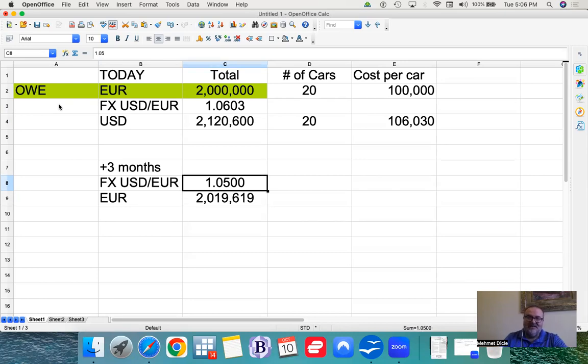But notice this is a speculative position. I'm a car dealership. I'm not in it to make money or lose money with the fluctuations in the exchange rates. My purpose literally is to sell these cars and make a profit. So this is where you come in as a finance person. Your job is to make sure that this exchange rate is fixed.